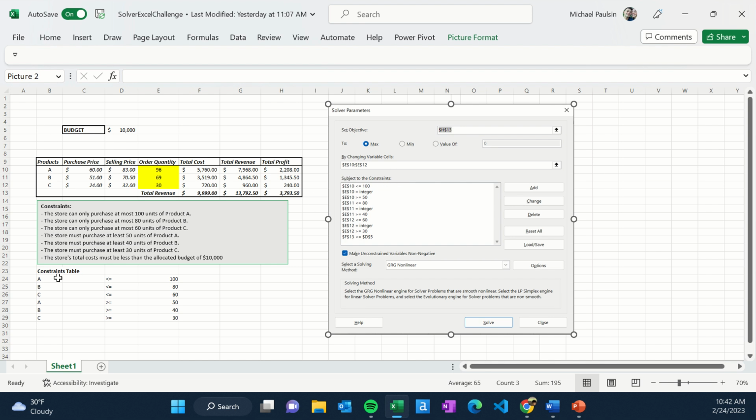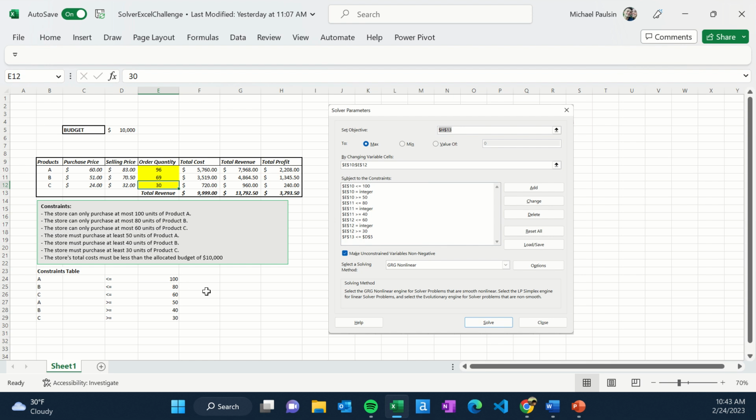And then the constraints. I listed them out here, but for example, E10, so product A, needs to be less than 100, then E10 needs to be greater than 50, and then E10 also needs to be an integer, because you can't buy half of a unit, right? So you do that for each one. You can look here at exactly what mine looks like.